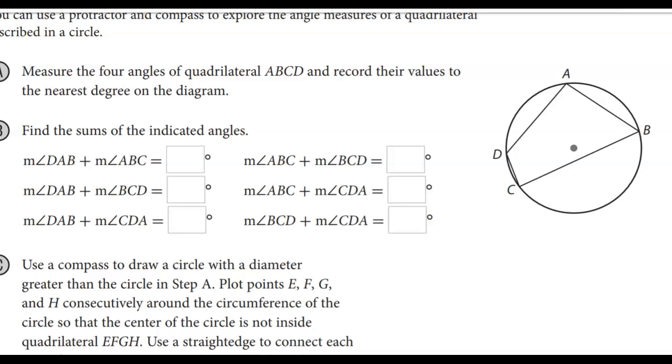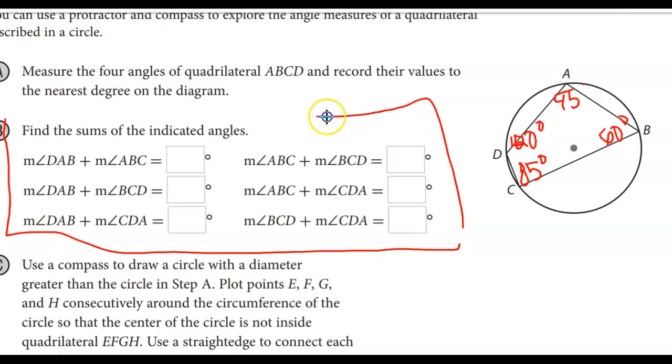So angle A is 95 degrees. Okay. Angle B is 60 degrees. Angle C is 85 degrees. And angle D is 120 degrees. Okay, what I want to point out here, if you want to, you can pause the video and do all the math on this so you could explore their relationships. I'll do a few of them with you real quick.